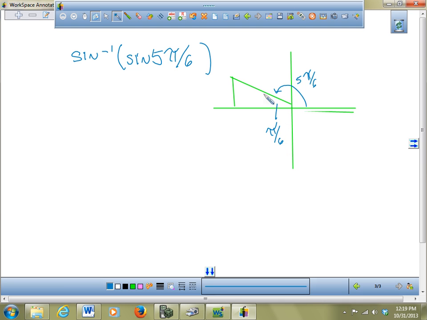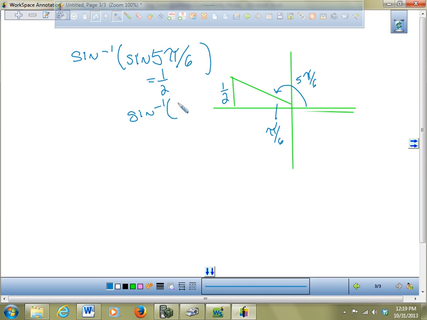What is the sine of this angle? 1/2, right? Positive 1/2, right? How'd you know not to put it in the first quadrant? Because the angle that you're taking the inverse of is 5 pi over 6. 5 pi over 6 is in the second quadrant. Okay? But you want the inverse sine. So this quantity is equal to 1/2. And so what is the inverse sine, this is asking you, of 1/2?